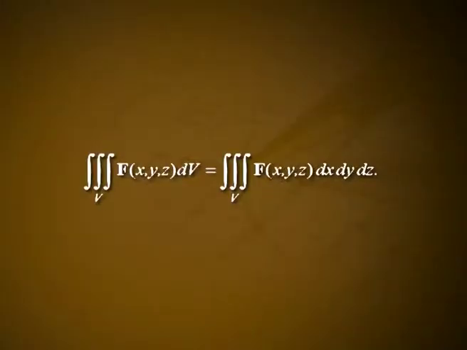Example 2. Let f equal 2xz i minus x j plus y squared k. Evaluate the triple integral over V of f dV, where V is the region bounded by the surfaces x equals 0, y equals 0, y equals 6, z equals x squared, z equals 4. Solution. We know that the triple integral over V of f(x, y, z) dV is equal to the triple integral over V of f(x, y, z) dx dy dz.